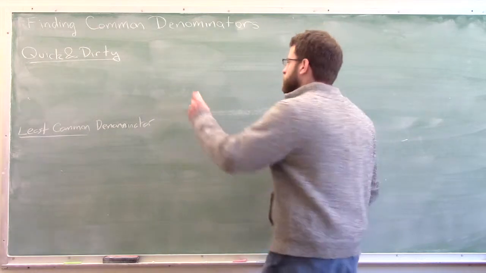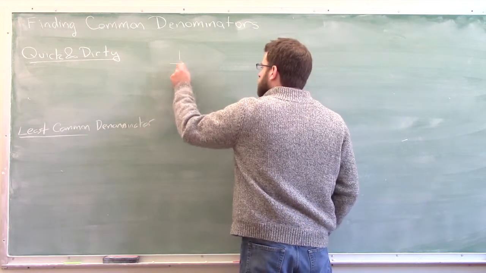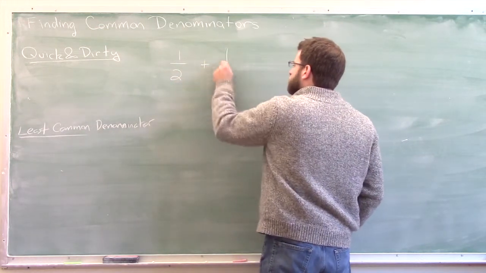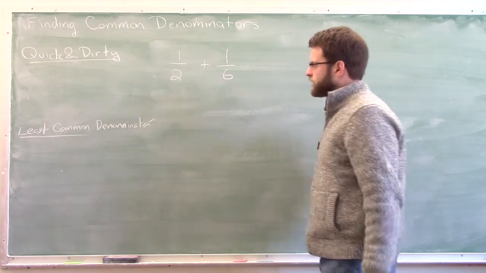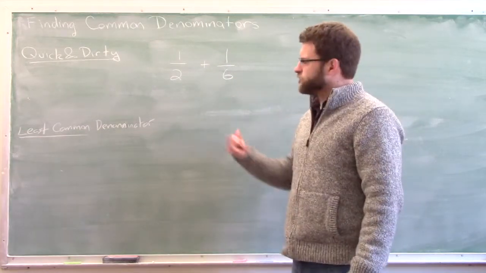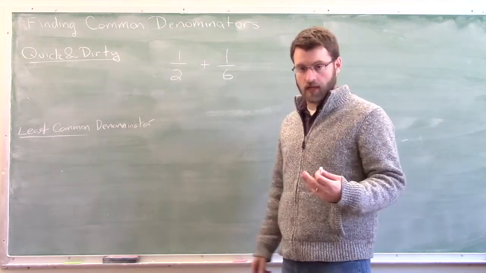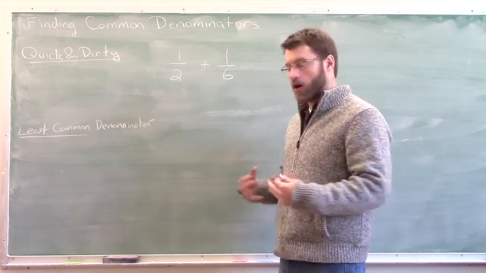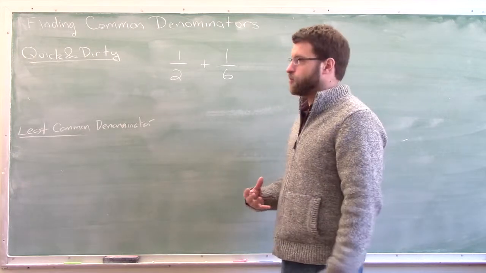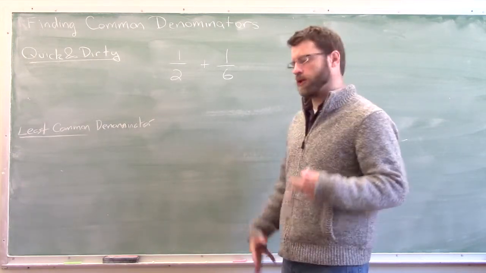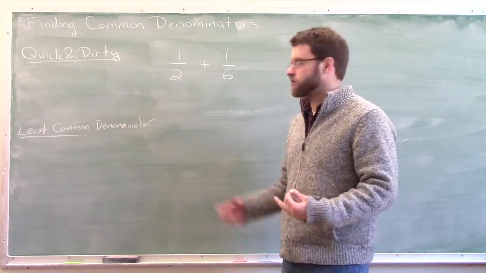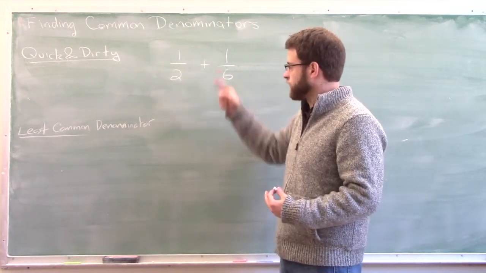So, quick and dirty method. Let's start with just some simple fractions. Let's look at 1/2 plus 1/6. The objective when you try to find a common denominator is to make the denominators look identical. You also, when you're doing this, want to make sure that what you're doing doesn't change the values of the expressions involved, or values in this case of these fractions involved.